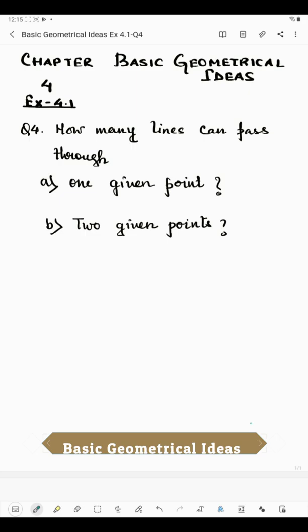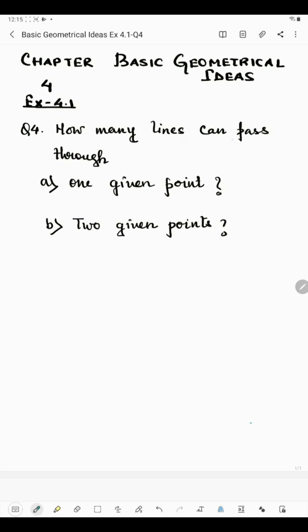Now let's start with question number 4. Question number 4 says how many lines can pass through. The first part we have one given point. Now suppose we have this point. Let's check how many lines can pass through this point.